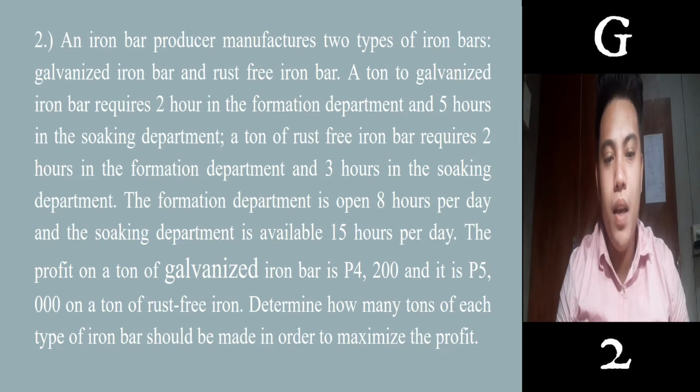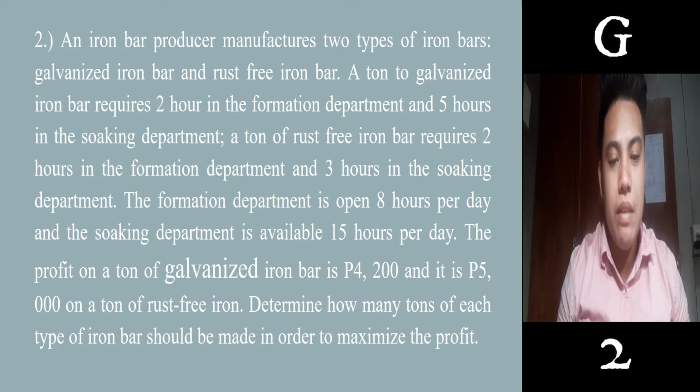A ton of rust-free iron bar requires 2 hours in the formation department and 3 hours in the soaking department. The formation department is open 8 hours per day, and the soaking department is available 15 hours per day. The profit of a ton of galvanized iron bar is 4,200 pesos, and it is 5,000 pesos on a ton of rust-free iron bar. Determine how many tons of each type of iron bar should be made in order to maximize the profit.